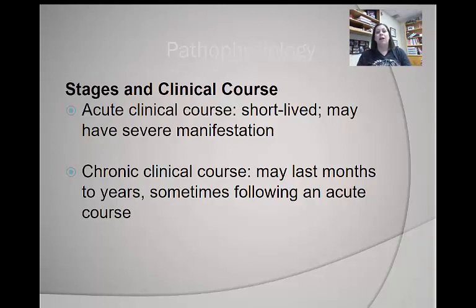So when we look at chronic, this may last for months to years. It sometimes then is followed by an acute course, but chronic means that it's like long term. This is something that you deal with for a long time. Some examples of a chronic clinical course would be rheumatoid arthritis, some sort of autoimmune disease like lupus. It's something that you kind of live with for a very long time.